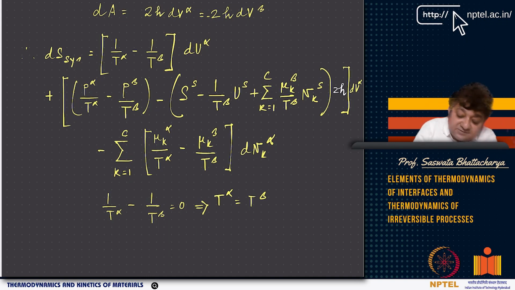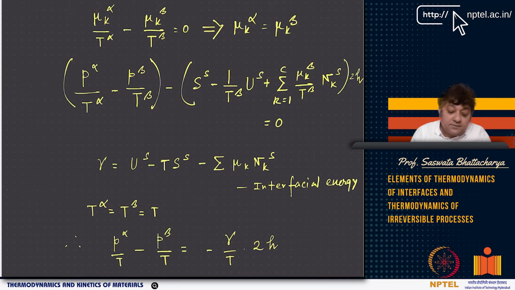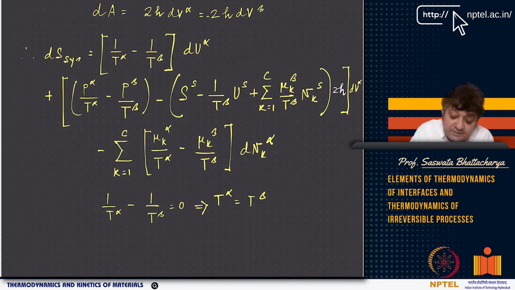Now, you have all these terms, so you have thermal equilibrium, mechanical equilibrium, and also chemical equilibrium. However, there is this term Ss minus 1 by T beta Us plus the sum over K equal to 1 to C of mu K beta by T beta, right? I should not read the equation, but if you can see here, it is S minus U by T plus mu by T, and mu by T is summed over all components. And also you have this chemical equilibrium, this we should not forget.